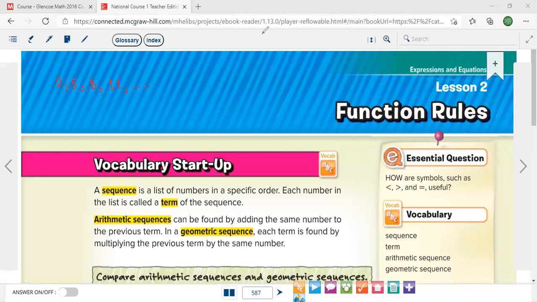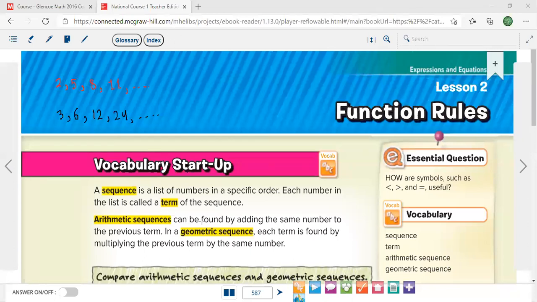Another sequence like 3, 6, 12, 24, and so on. This is a sequence. It has a certain order. Each number in the list is called a term of the sequence. We have two types of sequences, arithmetic sequence and geometric sequence.